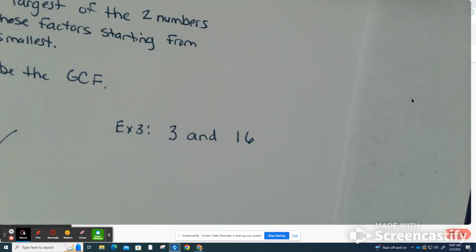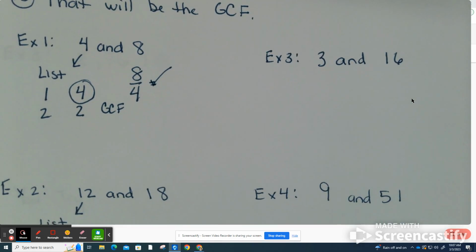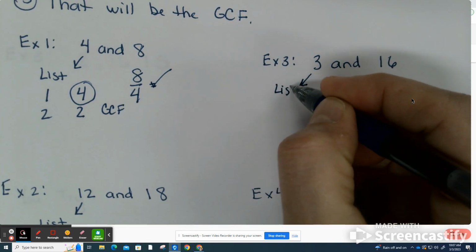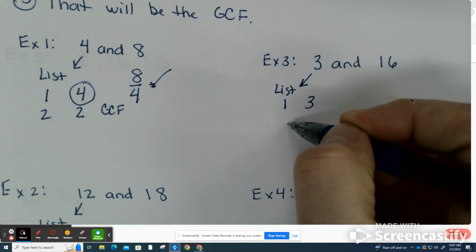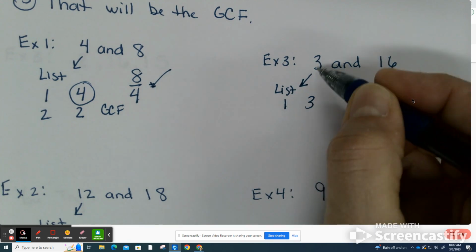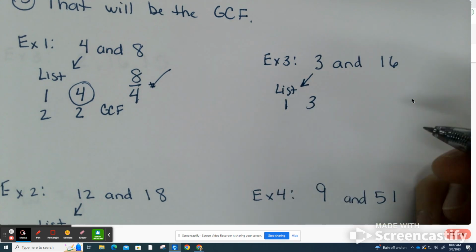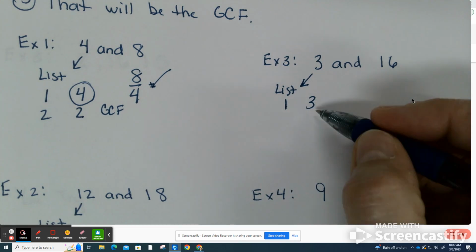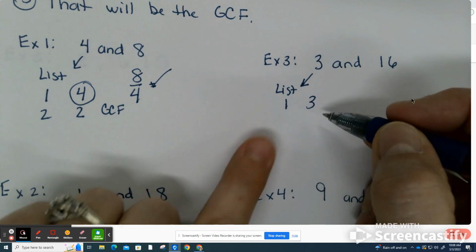Okay, next one. What about 3 and 16? I guess you can see that. I didn't have to move it. All right, so I'm going to list all the factors of 3. Start with 1. 3 divided by 1 is 3. 2, 3 divided by 2, that doesn't work. 3, 3 divided by 3 works, but I've already got 3. I'm done. So these are the only factors of 3. Again, when you see the number on this side that you're dividing by, you're done. You don't have to do it again, because if you do 3 divided by 3, you'll get 1. You just keep going back and forth between these two factors.